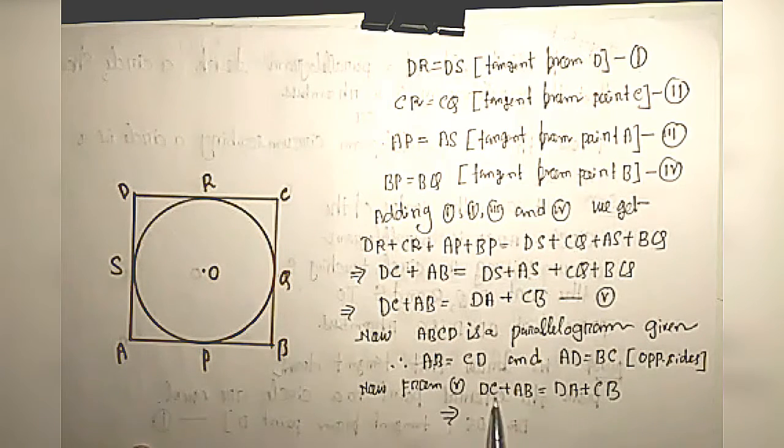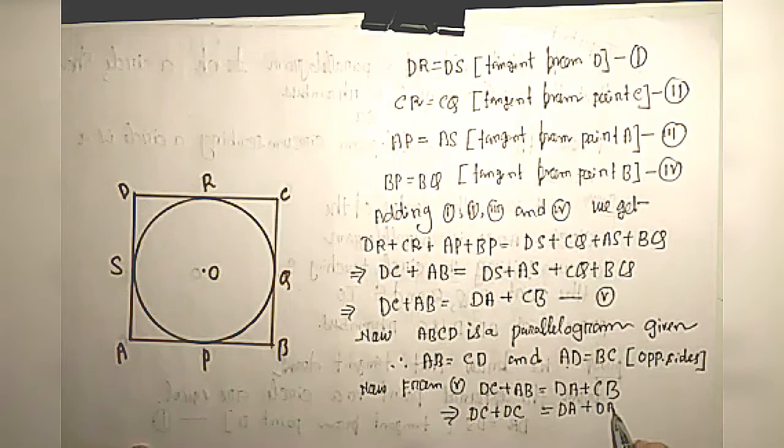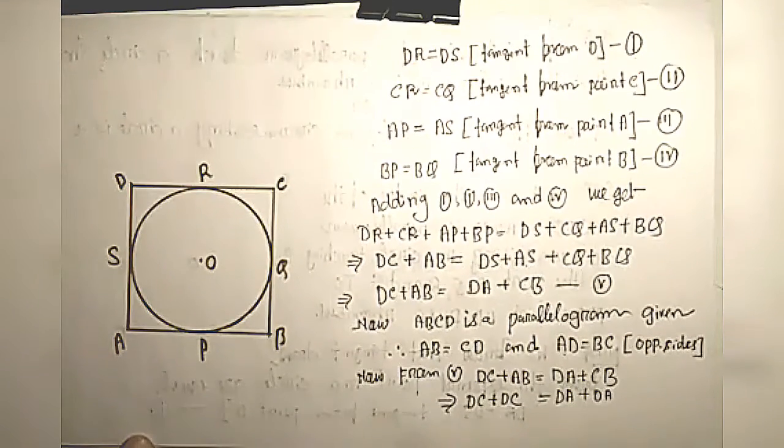Now since DC and AB are the same, we can replace AB by DC. So DC plus DC. Similarly AD and BC are the same, so we replace BC by AD. So DA plus DA. So DC plus DC is twice DC, which equals twice DA, which implies DC equals DA.